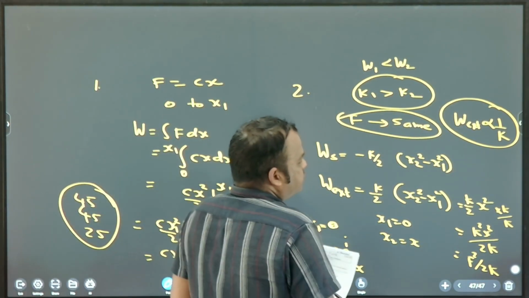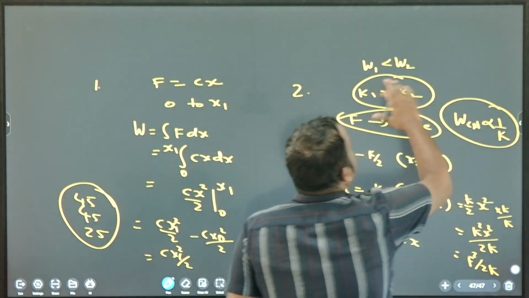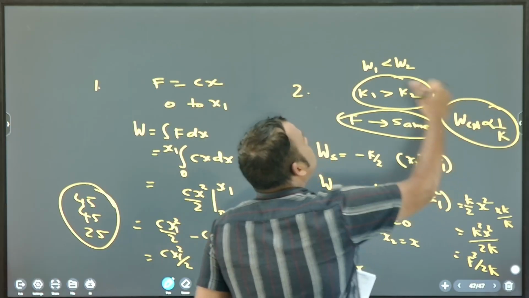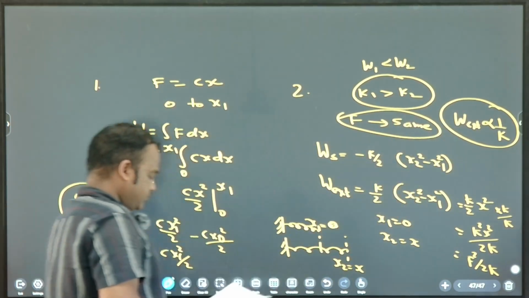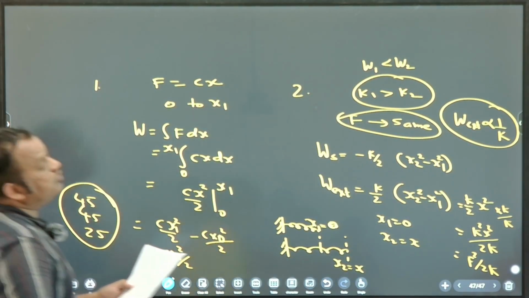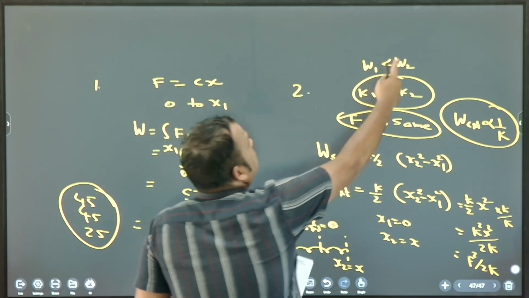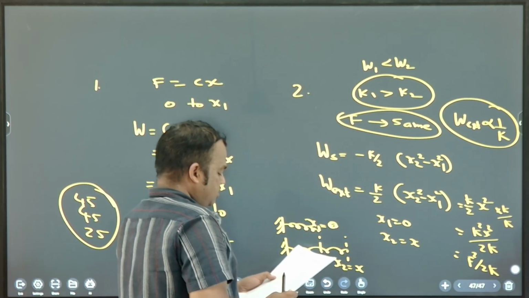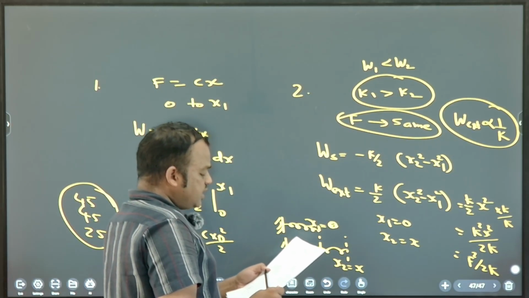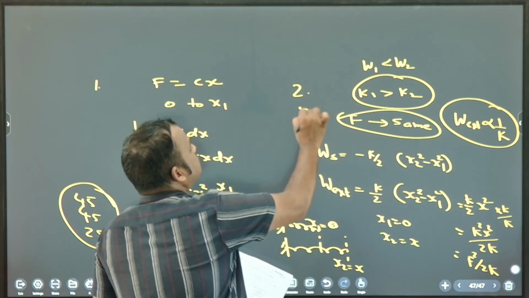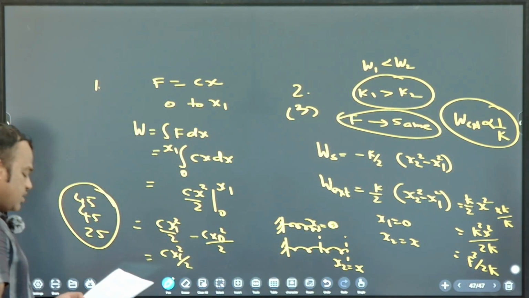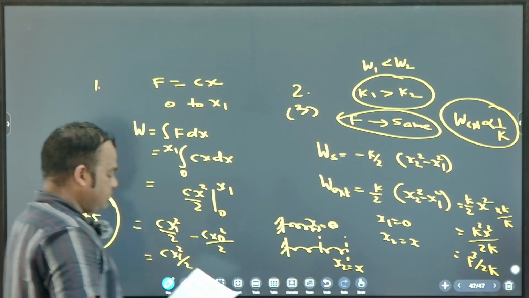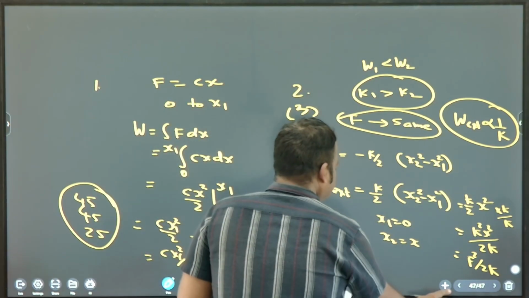So F square by 2K. So actual work done is inversely proportional to K. Understood. Second question: what is the answer? W2 is greater. More work is done in the second spring. So third option. Check the answer also. If you got the answer key, check, and if any answer is wrong, tell me. Okay, third.